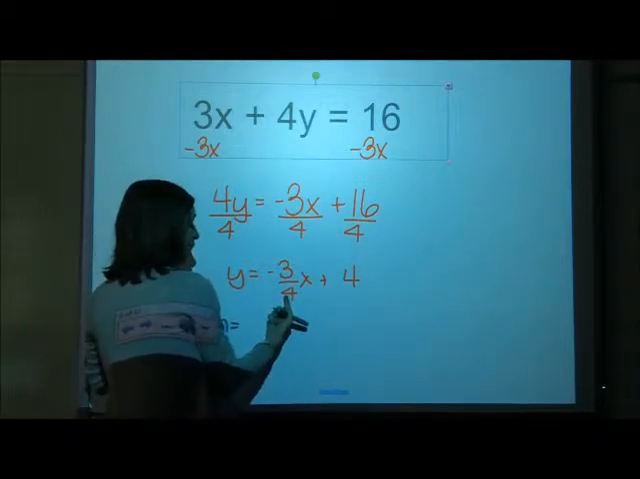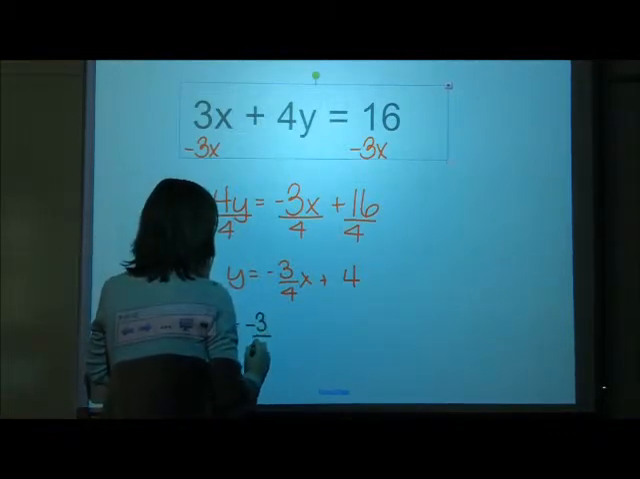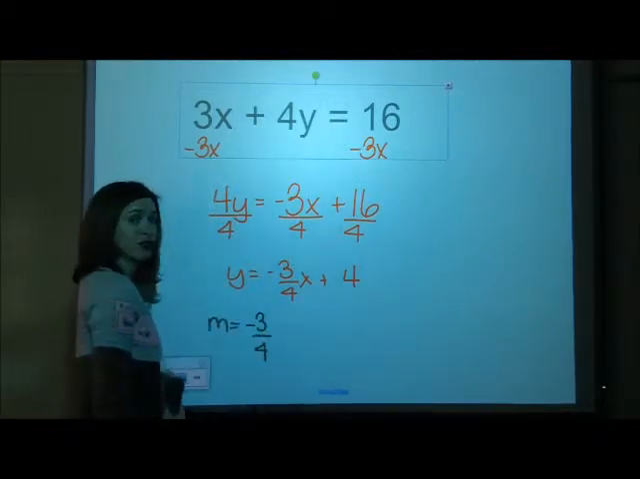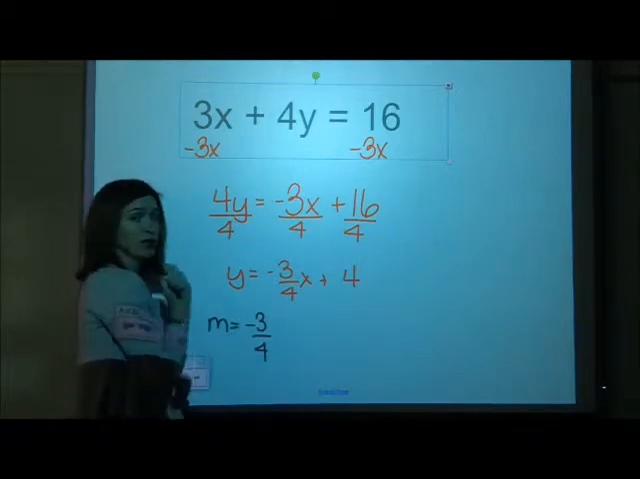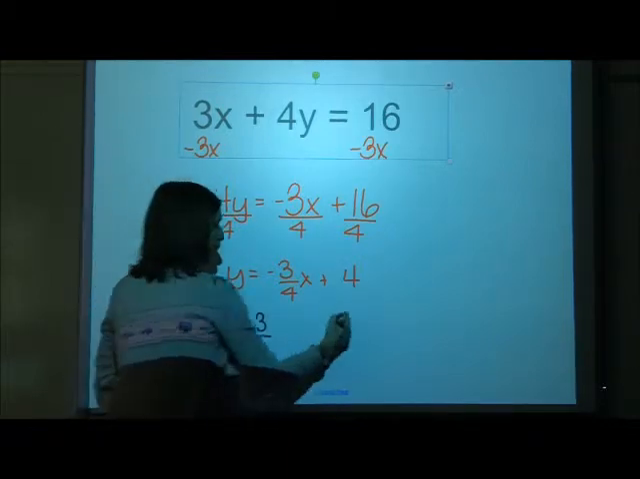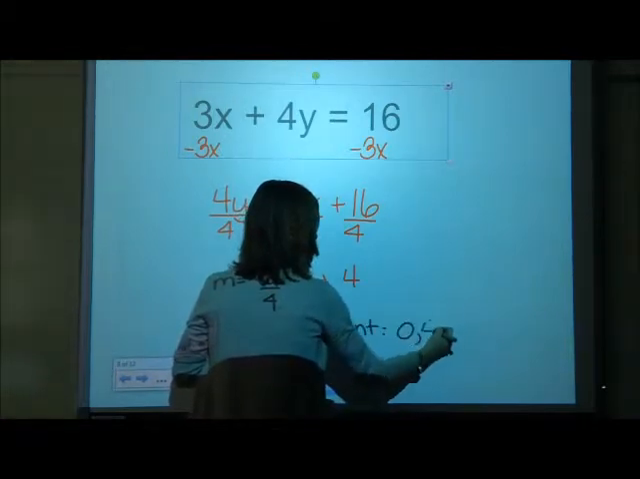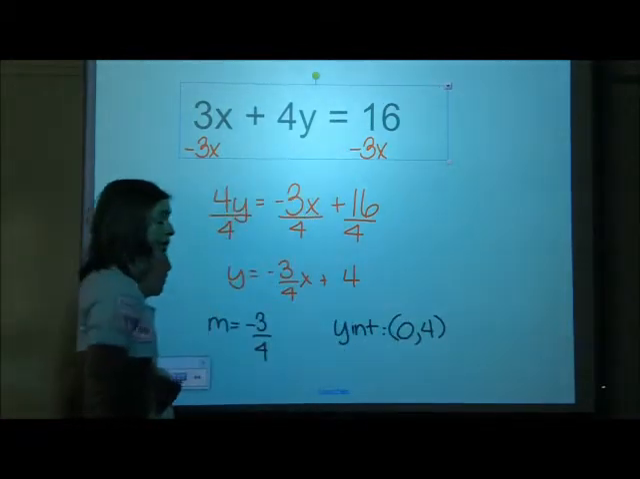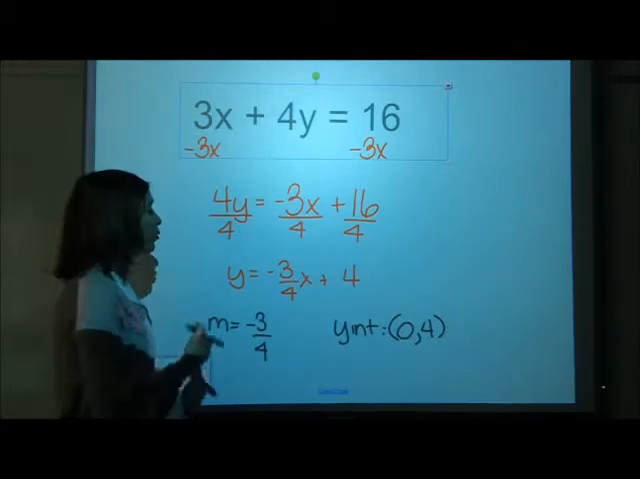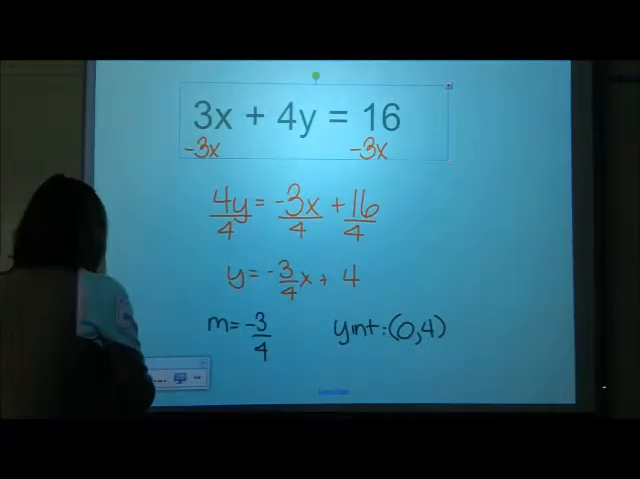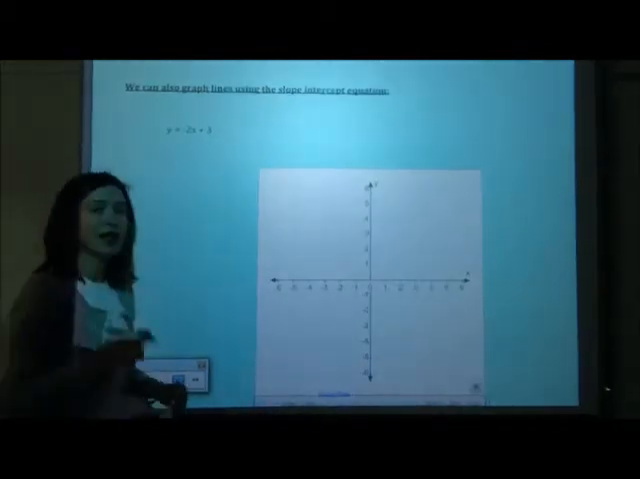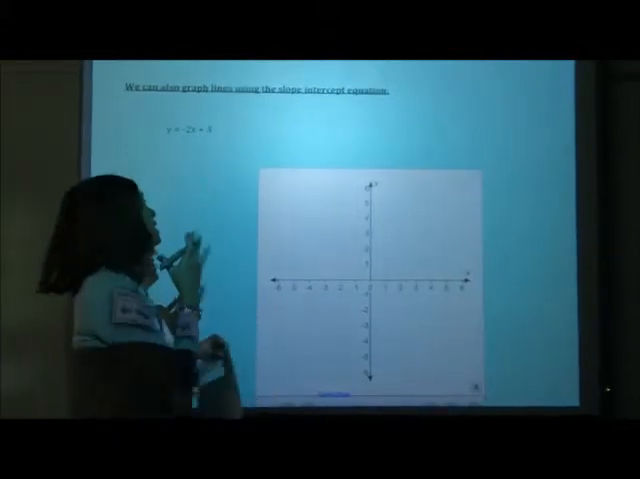The slope is my m, so negative 3/4. That means my rise over my run is 3 over 4. It's a negative slope, so the line is falling. And my y-intercept is (0, 4). Okay, again, where x is 0, y would be 4, where it's crossing the y-axis. Okay, well now, guys, we can actually use this to graph.